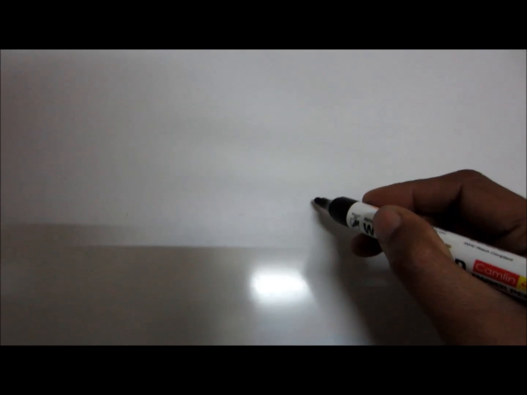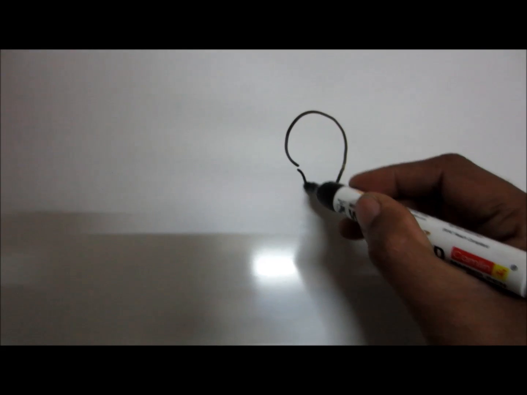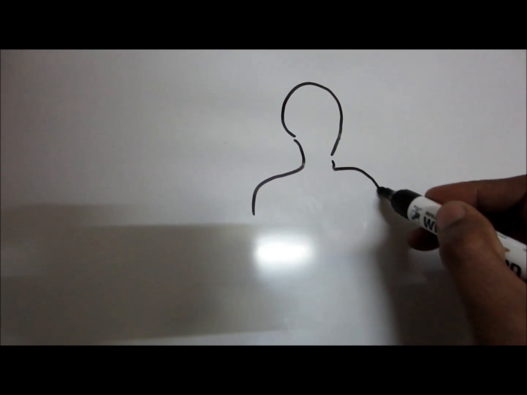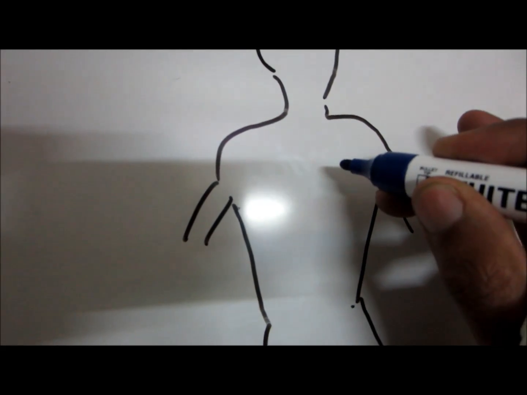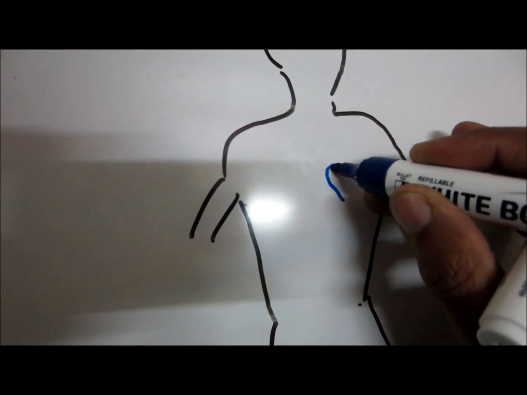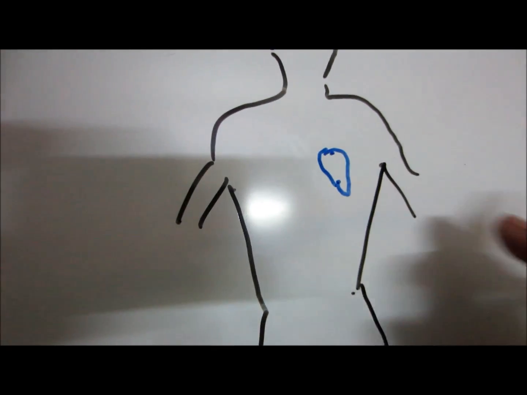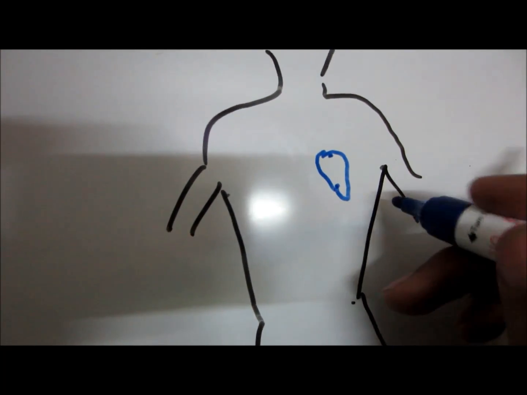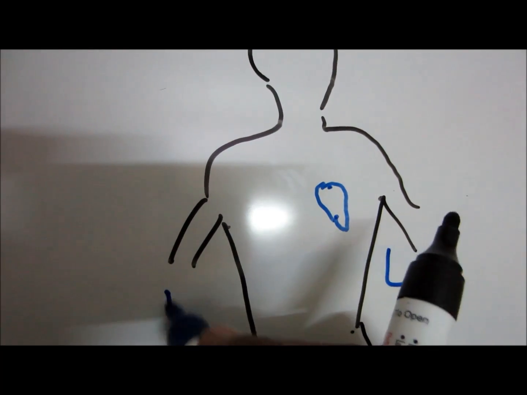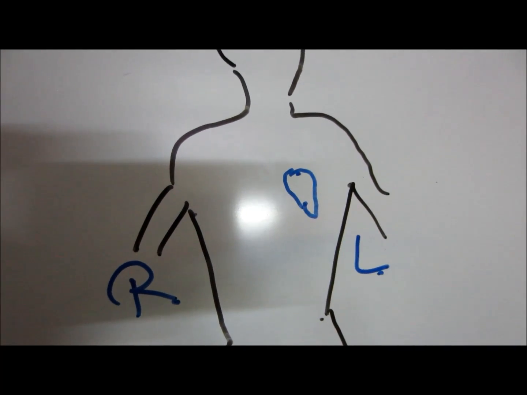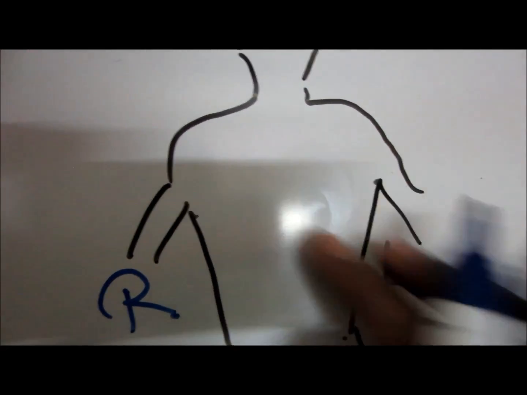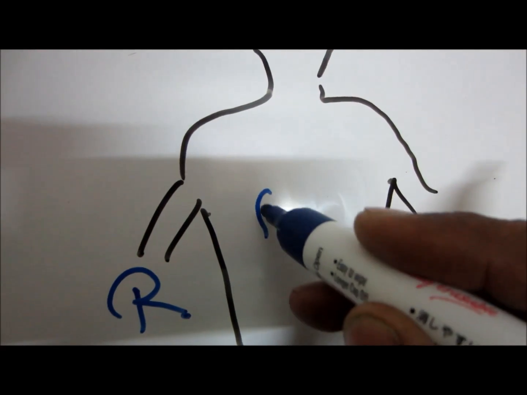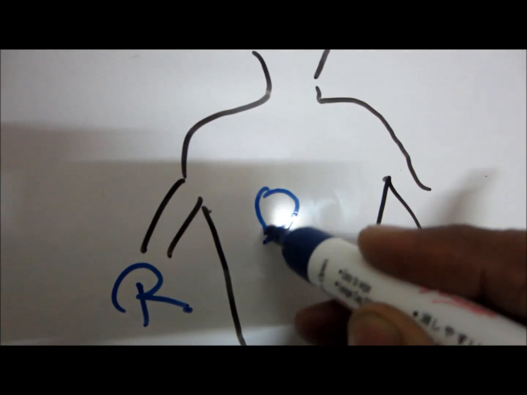Hi friends, we consider this to be the human body. So your heart lies somewhere here. Usually the apex of the heart faces towards the left side. But here I'm going to show you a case where the heart lies, the apex is pointing towards the right side.